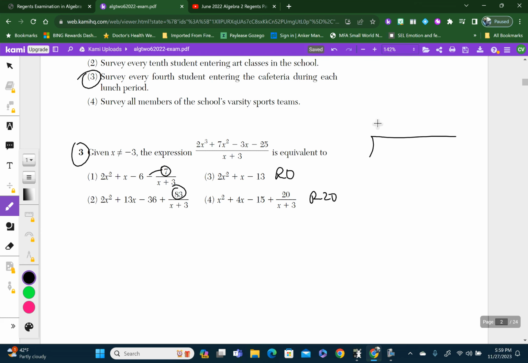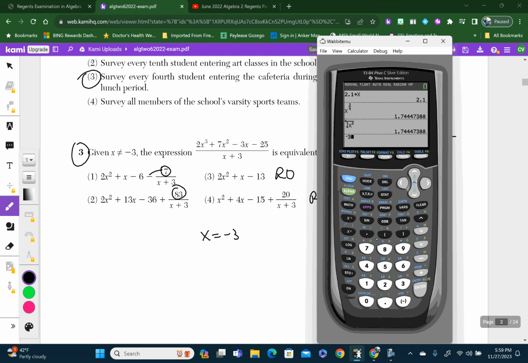So remainder theorem says opposite of +3. So x equals -3. So I'm going to take my calculator here. I'm going to store -3 in for x. -3 store x. Good. And then now I plug in the top part right here. So 2x to the third power, go over to the right, plus 7x squared minus 3x minus 25, hit enter, and that gives you the remainder, which is -7.